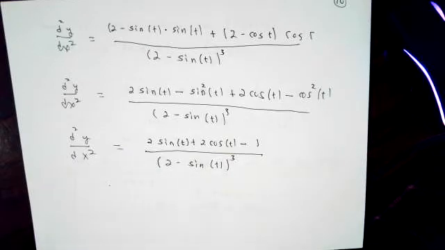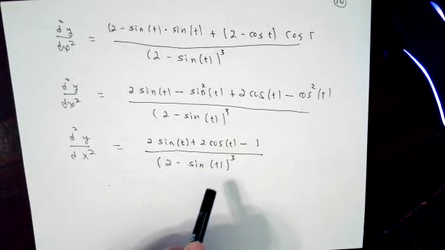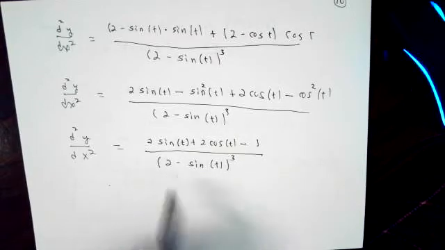Oh, and also notice that neither dx dt nor dy dt can ever be zero. For instance, sine of t never gets as big as 2, so I don't have to worry about that sort of issue.